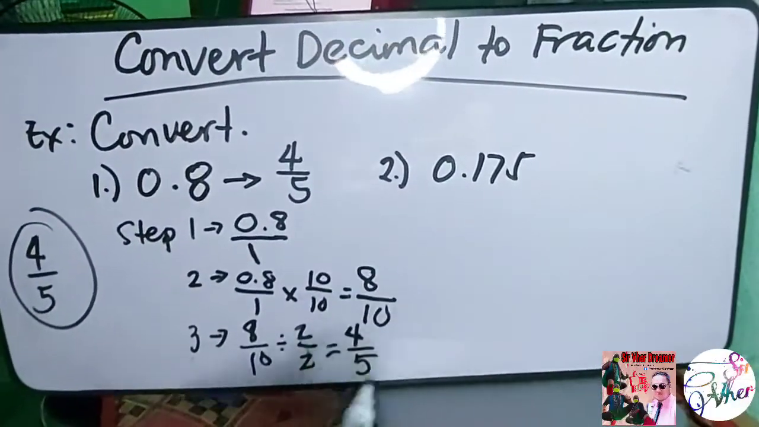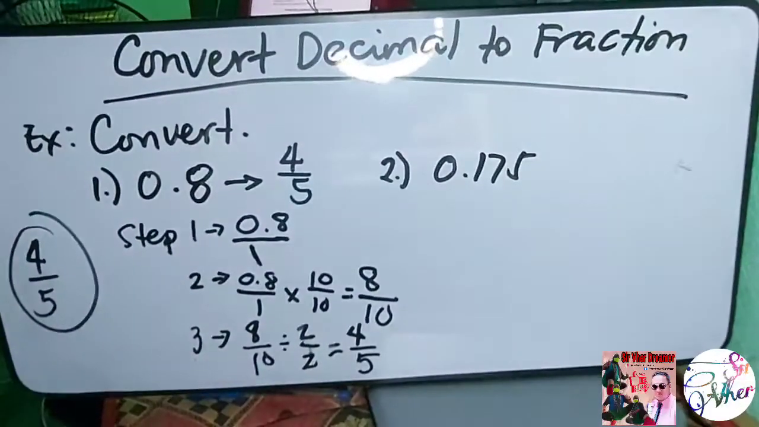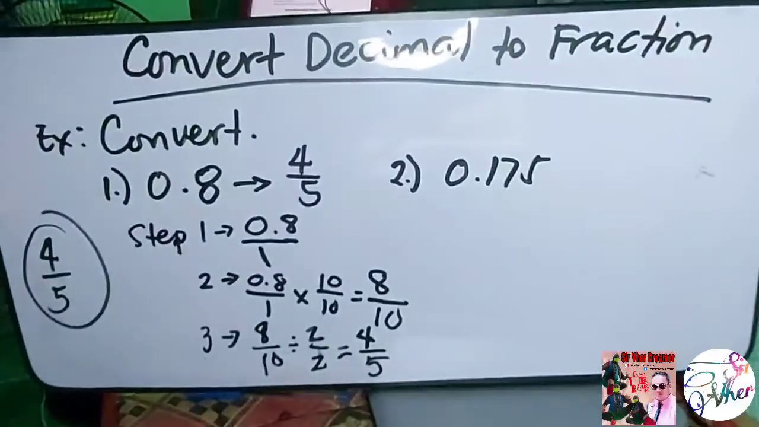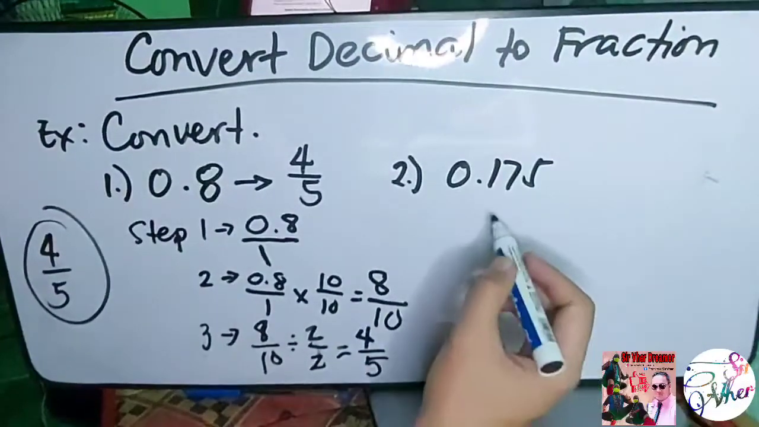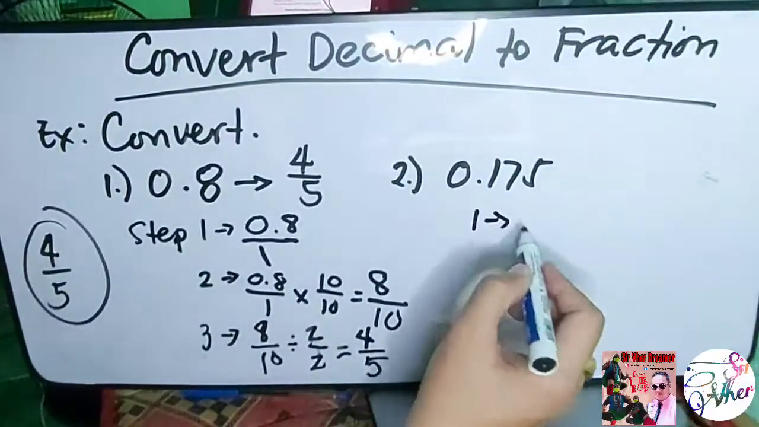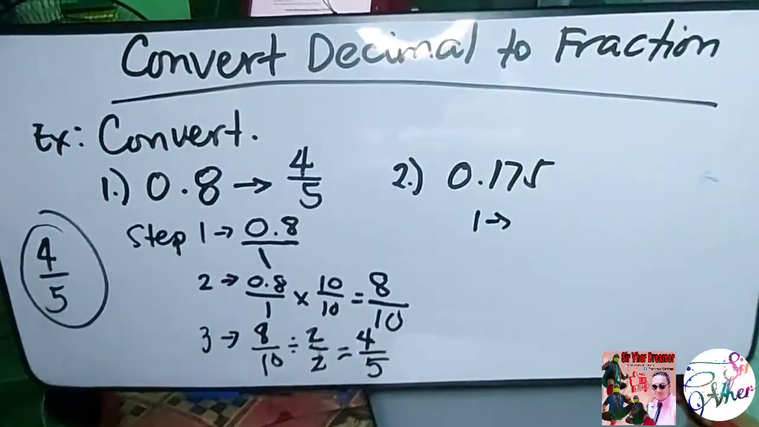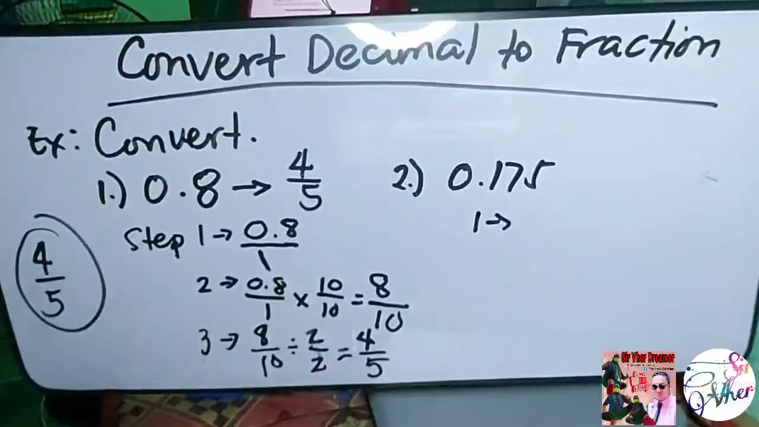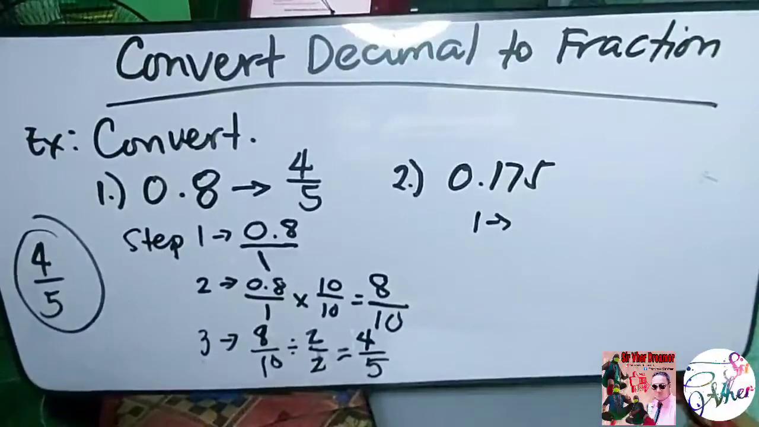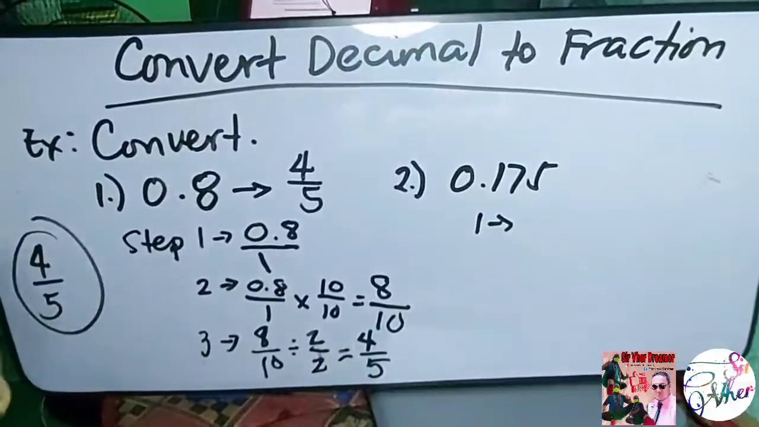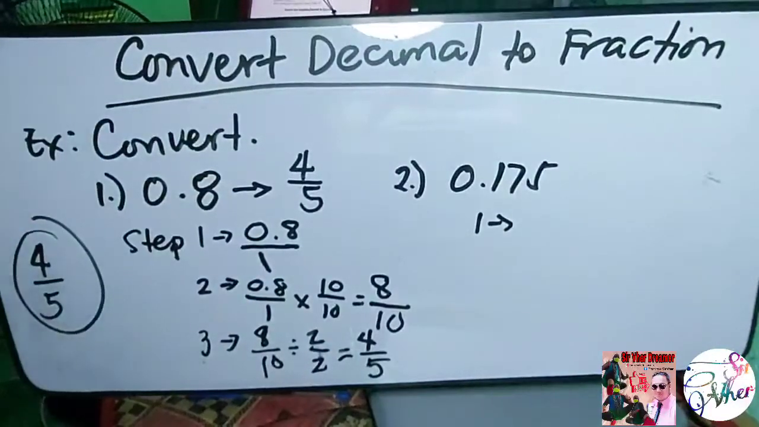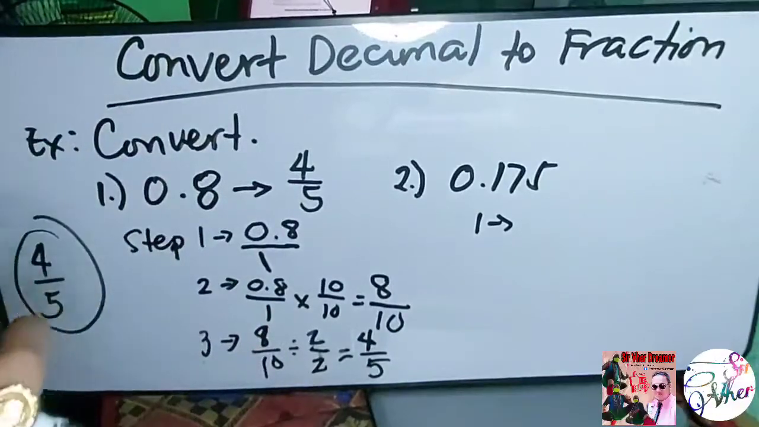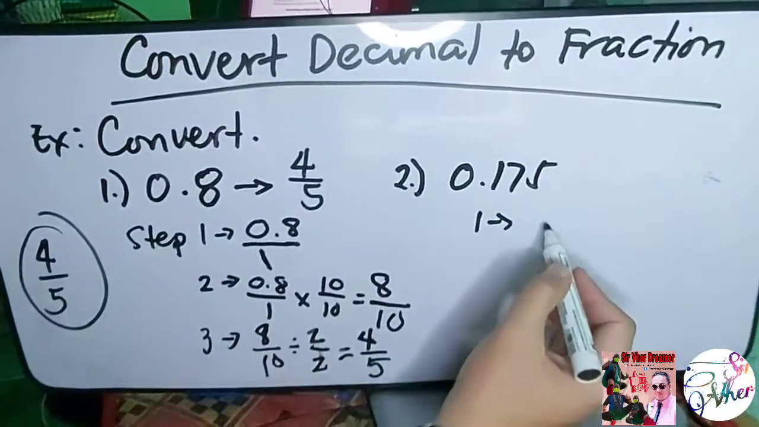So let's have example number 2. 0.175. Step 1. 175, read as what? 175 thousandths. Okay, so what is the last place? Thousandths. So the place value is thousands. Take note of that. 175 thousandths.